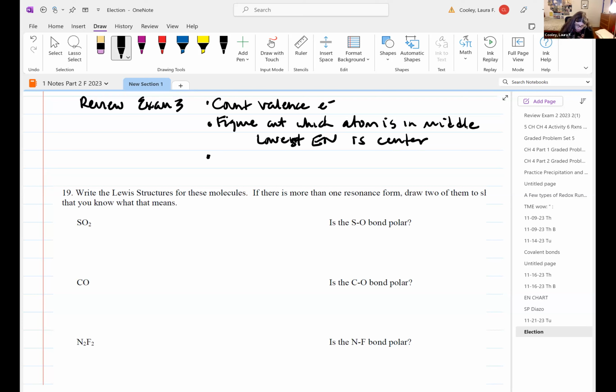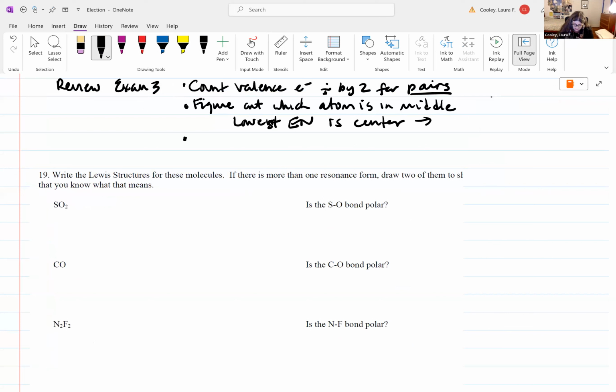Then you also divide by 2 for the number of pairs. It's pairs, not Paris. Now I'm writing Paris. Okay, then what's the thing you do next? Once you have that, then you have the skeletal structure. That's the order of the atoms, which is what I call the skeletal structure.